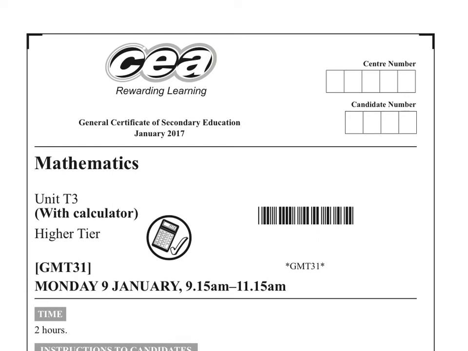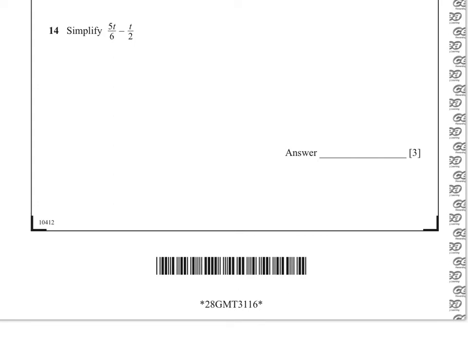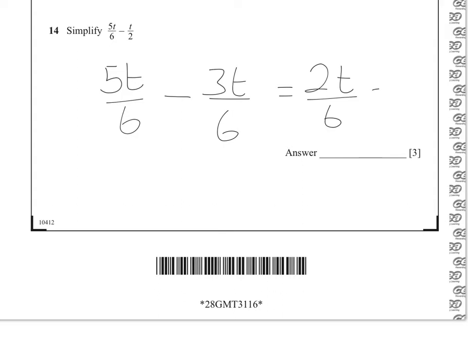January 27, T3. So to simplify these fractions, they need to have a common denominator. So I'm going to make them both sixths, and we have 5t over 6. If we multiply 2 by 3, then we have to multiply the numerator by 3, so that's 3t. 5t take away 3t is 2t, and 2 over 6 simplifies to give 1 over 3. So our answer is t over 3.